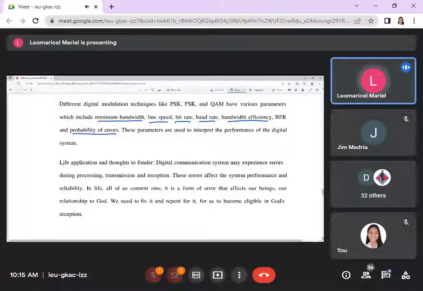Okay, so life's application and thoughts to ponder. Digital communication may experience errors during processing, transmission, and reception. These errors affect the system performance and reliability. In life, all of us commit sins. It is a form of error that affects our beings, our relationship to God. We need to fix it and repent for it for us to become eligible in God's reception. So that's all, and thank you for joining this session.